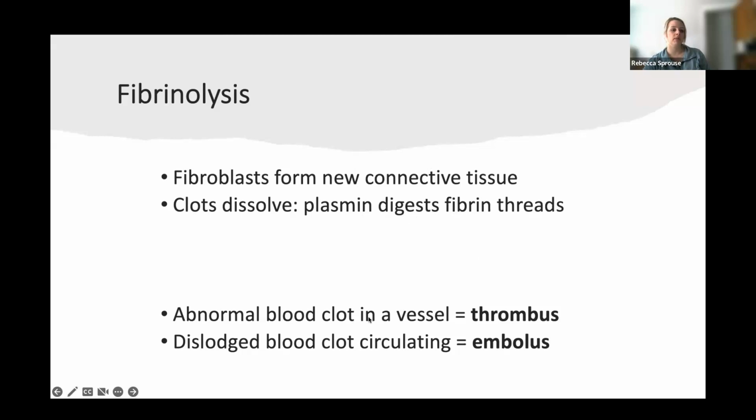Now, an abnormal blood clot in a vessel is called a thrombus. And when that thrombus becomes mobile and travels somewhere else in the body, it's called an embolus. So a lot of times in the medical field, you have somebody who doesn't move a whole lot, somebody who's bedbound, they're at risk for forming blood clots in the leg. And we worry about that because we don't want it to travel to the lungs.